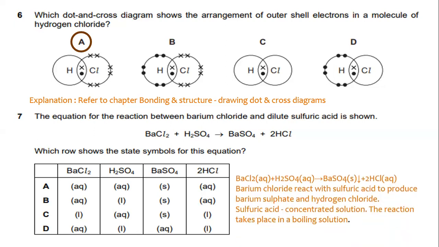Let's look into this. When barium chloride in aqueous form reacts with sulfuric acid in aqueous form, it will produce barium sulfate in solid form and hydrogen chloride in aqueous form, in which case the sulfuric acid is a dilute solution and the reaction takes place in solution. So the answer for this would be A.